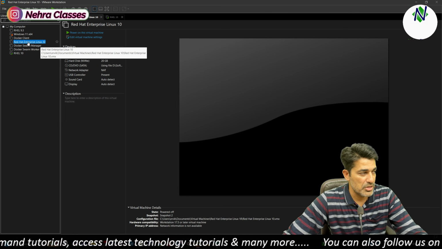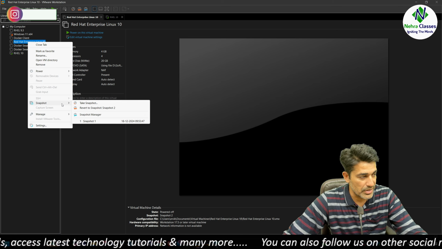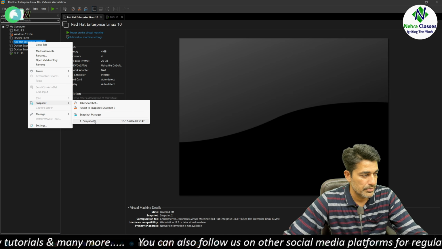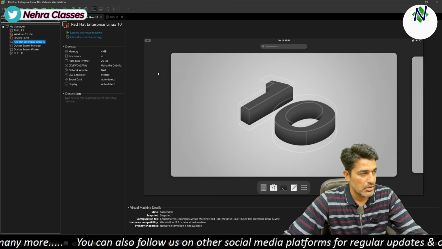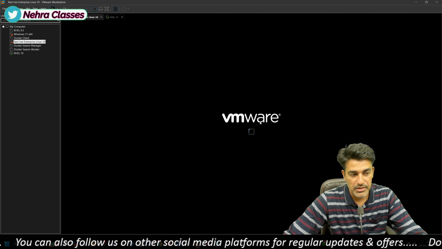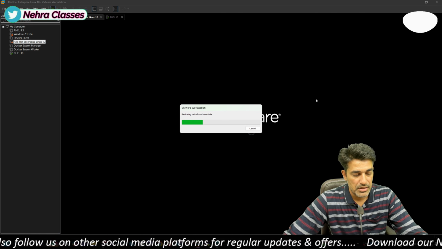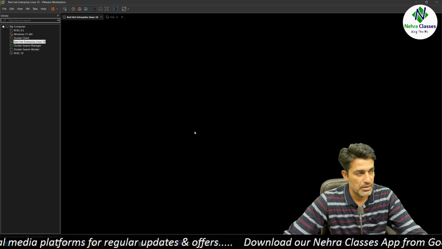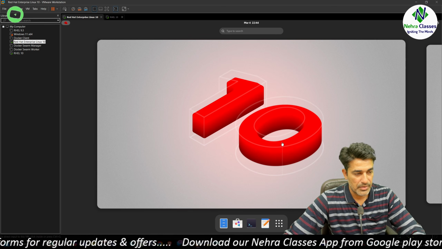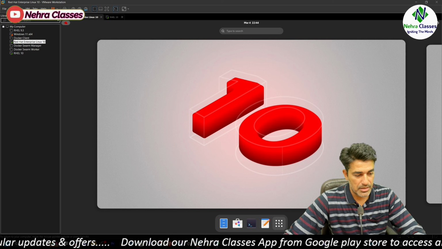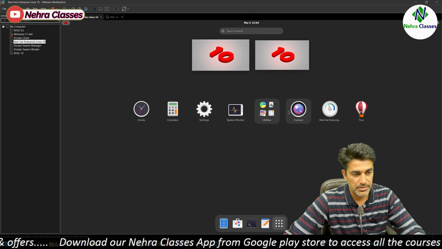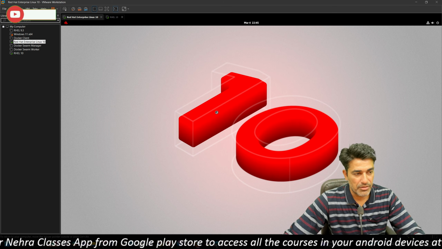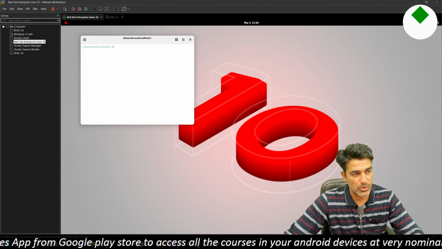Okay, so we have a machine, we have already taken the snapshot. Let's restore this from the snapshot. Look at this. This is our RHEL 10 machine. It is getting restored from the restoration point. This is the first look of RHEL 10, and this is the terminal where we can actually execute the commands.